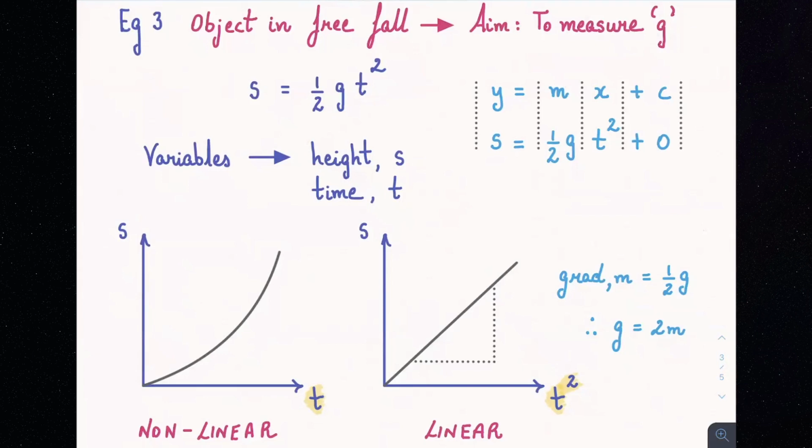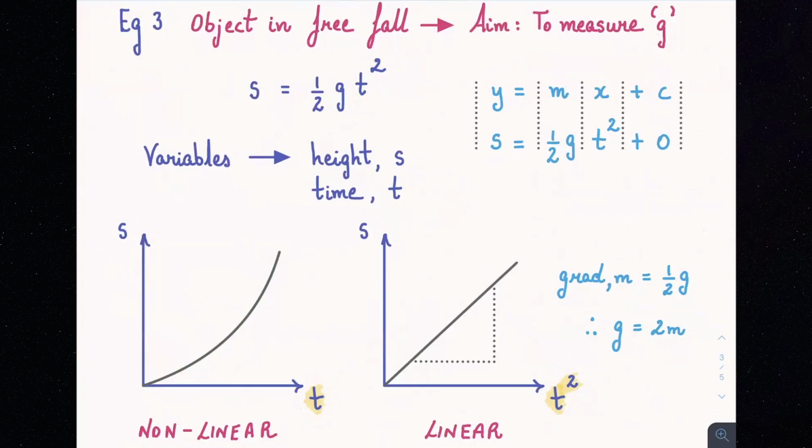We find, however, that if we had to plot a graph of s against t, we would end up with a non-linear graph. And the reason is that in the equation, time is squared, to the power of 2.